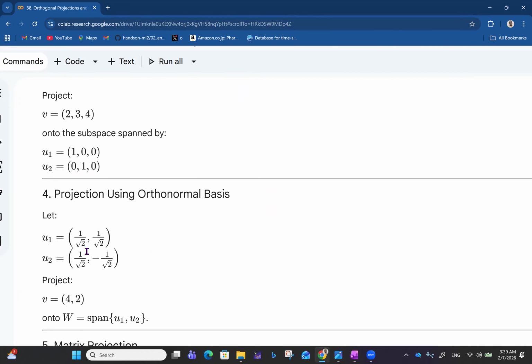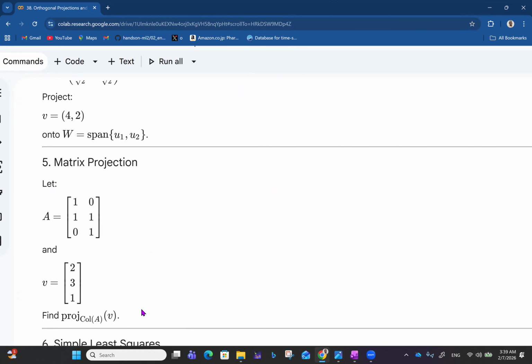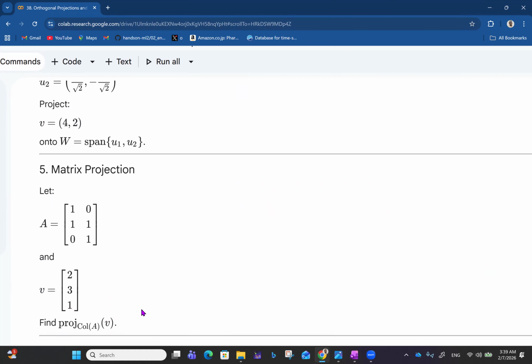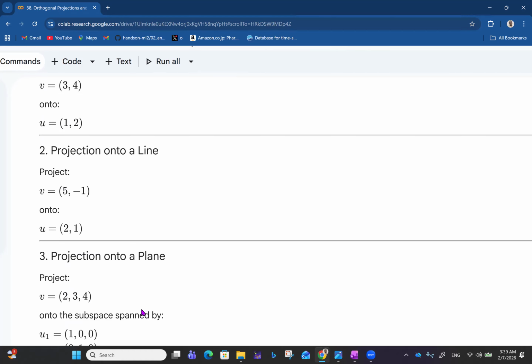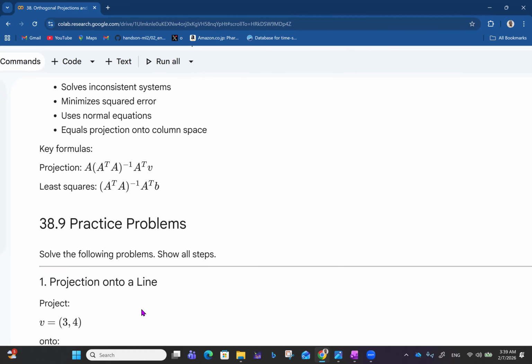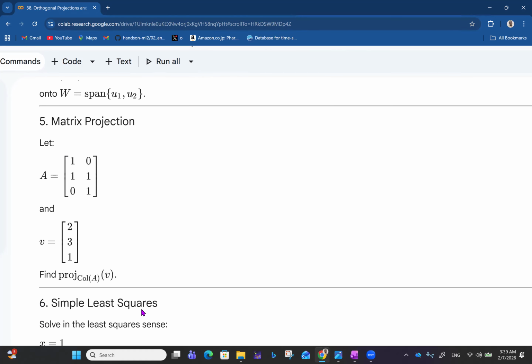Projection using an orthonormal basis. So let U1 and U2 be this. So project V onto this. Of course, same thing. You have project V onto U1, project V onto U2, and do all the maths and sum it all up. You can also do this for matrix projection. You can use the formula. I mean, a formula was shown up here before: A times (A transpose A) inverse times A transpose V, like that.